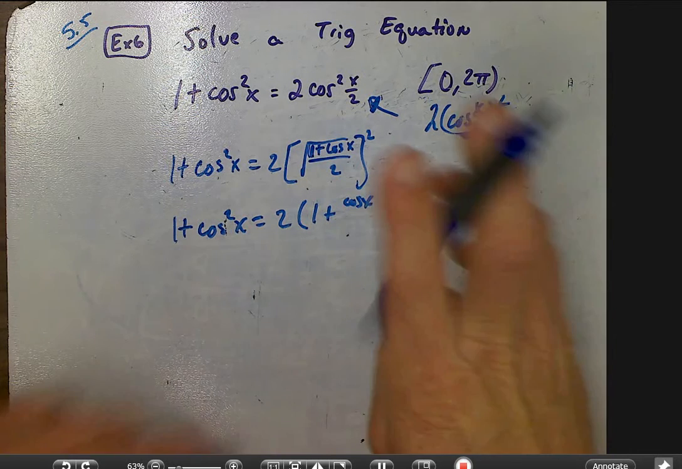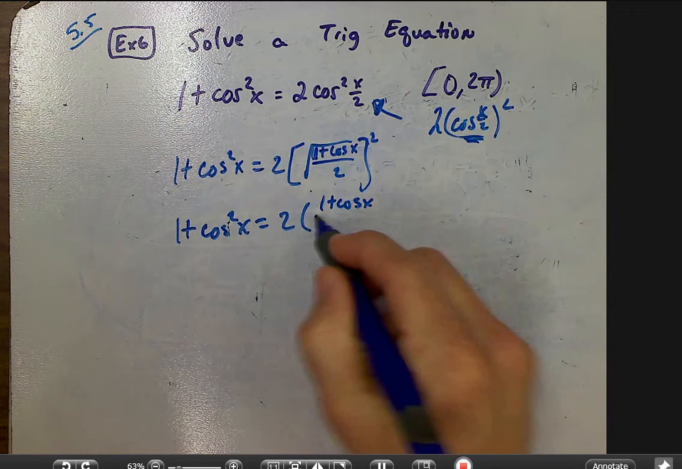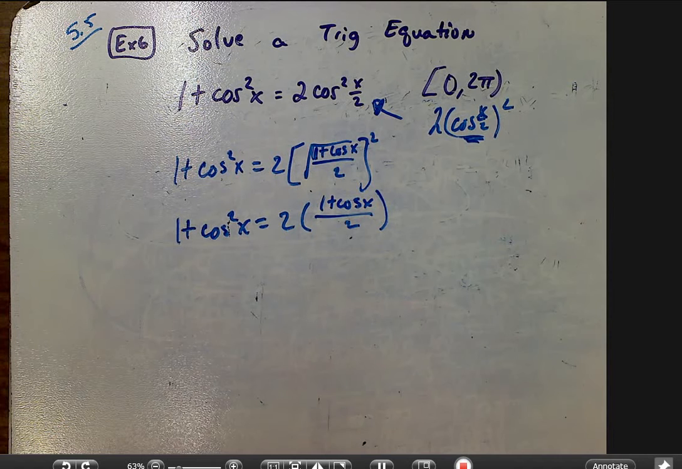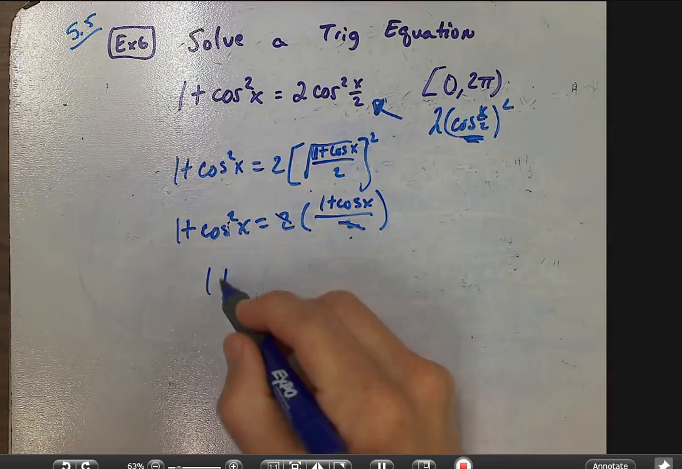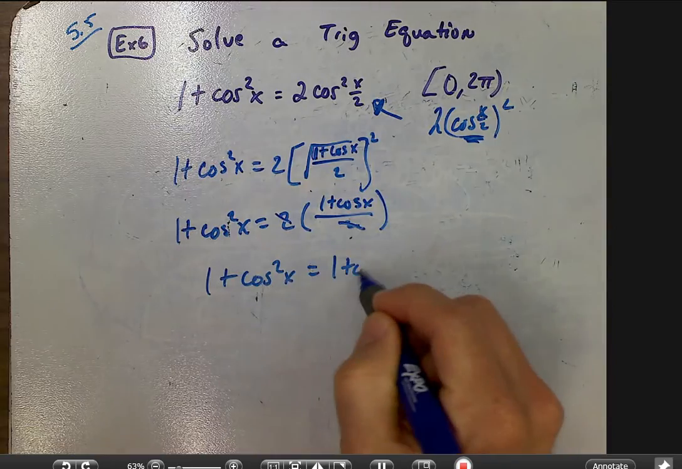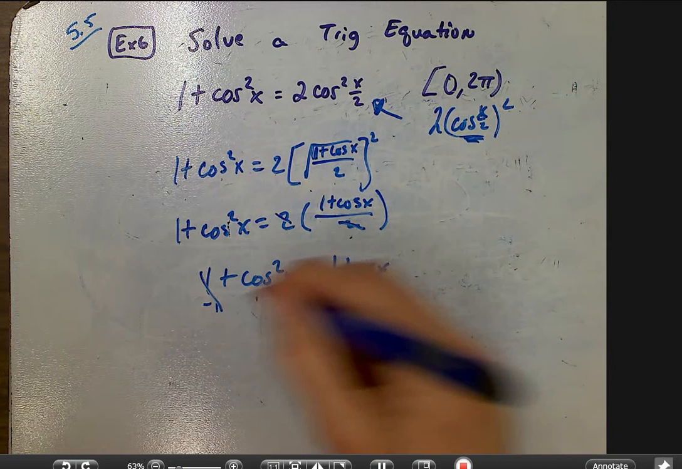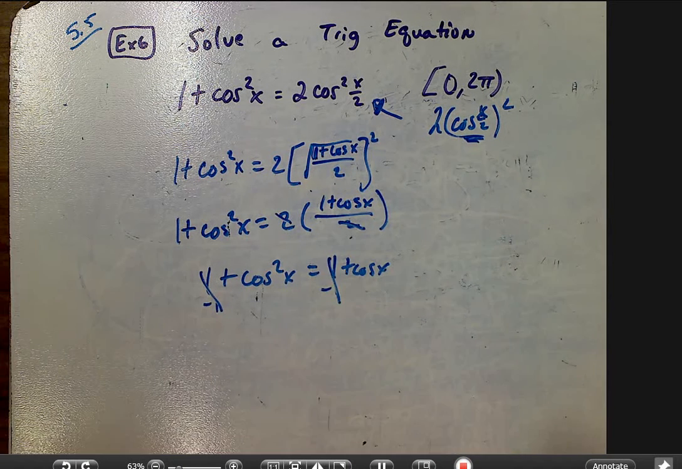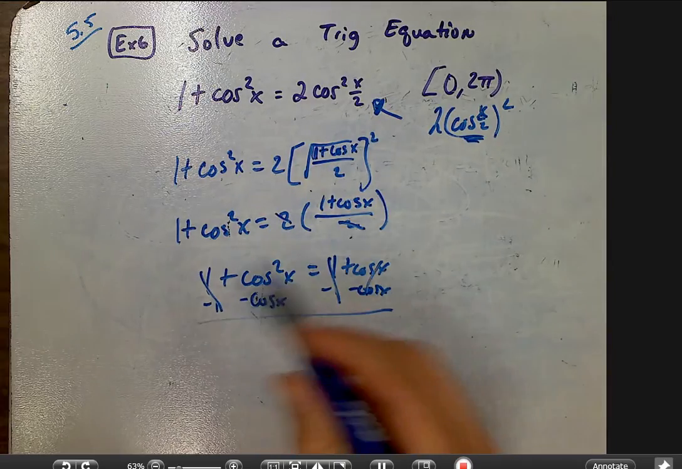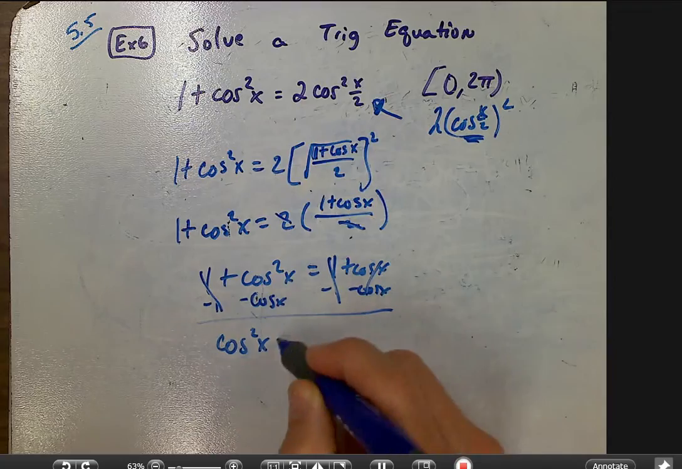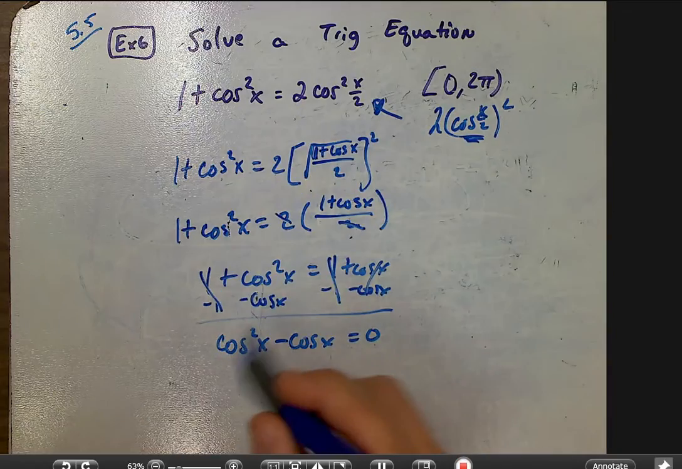Let me write that a little better: 1 plus the cosine of x over 2, like this. Now I'm going to multiply by 2, and those cancel each other out. I get 1 plus cosine squared of x equals 1 plus cosine of x. I'm going to subtract 1, those cancel out. I'm going to subtract the cosine of x from both sides, and I get cosine squared of x minus cosine of x equals 0. The common factor is the cosine of x.